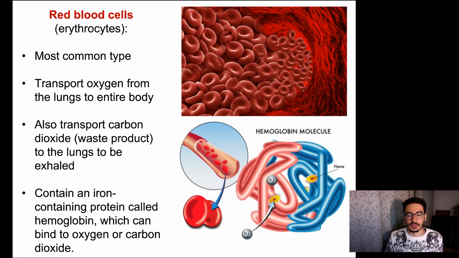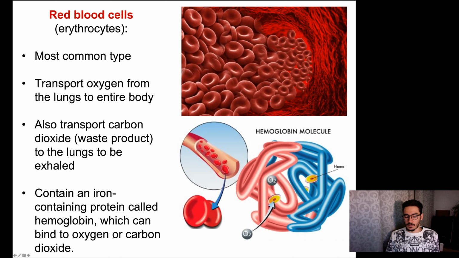Red blood cells. That's the general name. The scientific name is erythrocyte. Erythro is from Latin, meaning iron. Those are the most common type of cells. Their function is to transport oxygen from the lungs and distribute oxygen among the different types of tissue and cells. They also transport carbon dioxide and waste.